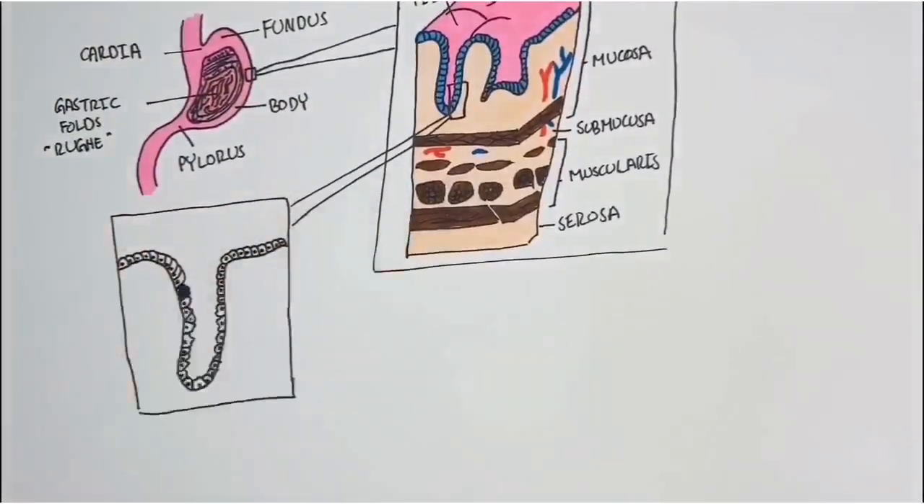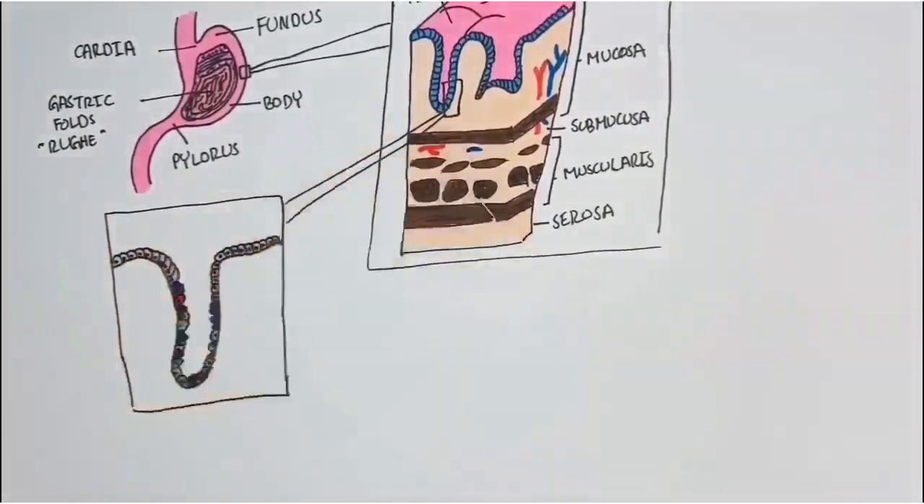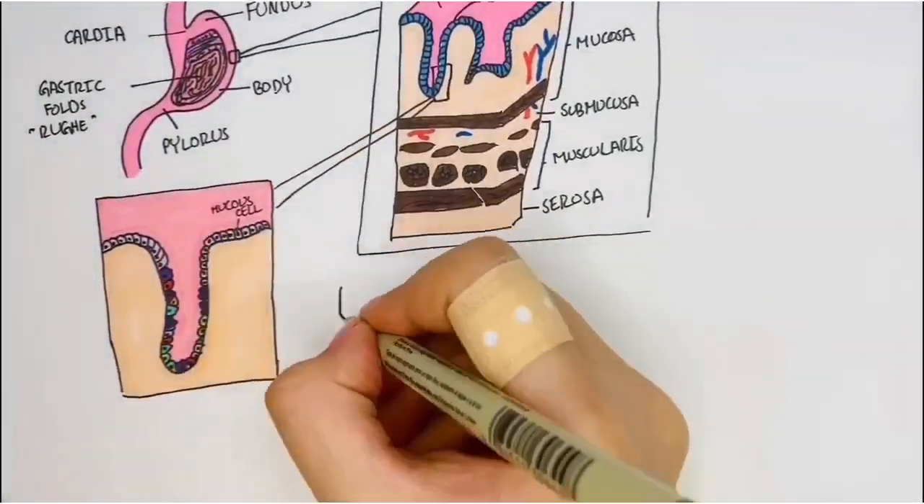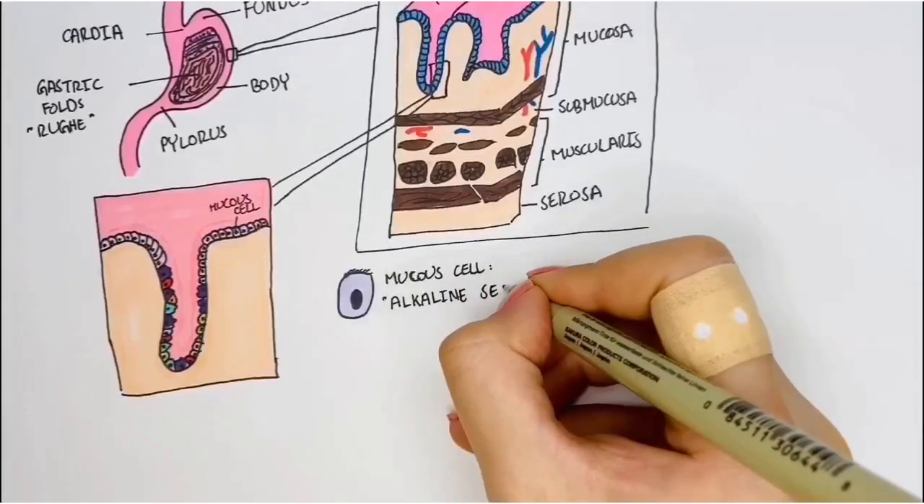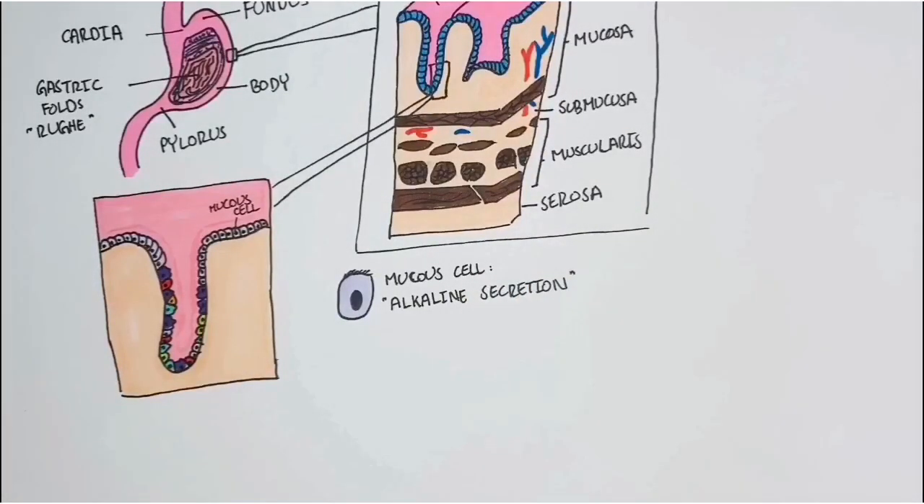The stomach's mucosa is lined by simple columnar epithelium, including 6 functional cell types. The first functional cell type is mucus cells that secrete alkaline mucus, which protects the stomach's mucosa against acid secretions.